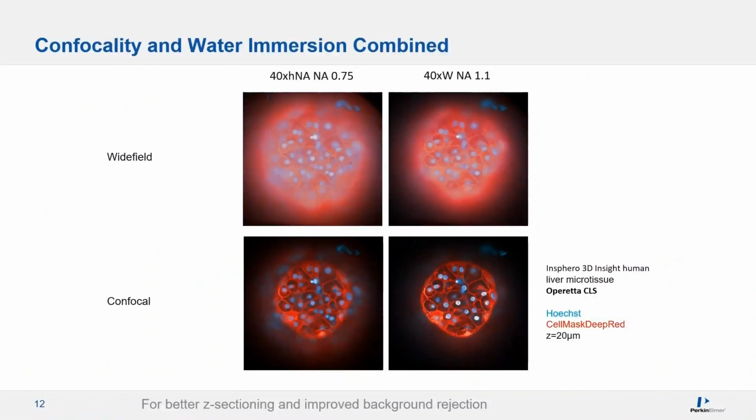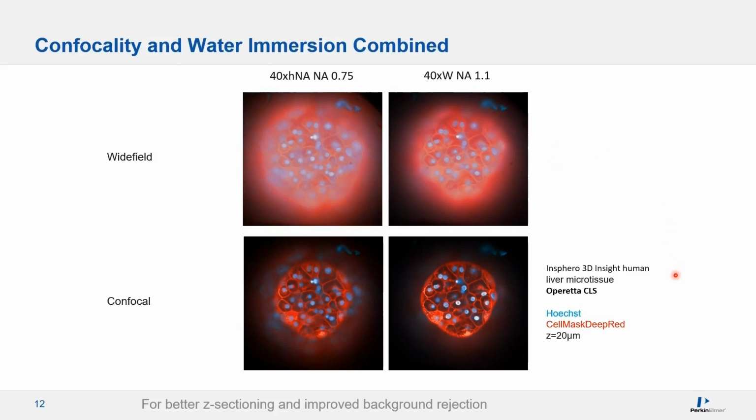Next, we would like to demonstrate the benefit of using confocal imaging together with the water immersion objective when we are handling complex samples such as a 3D microtissue. So shown here are some examples of images of the same liver microtissue stained with CellMask and Hoechst, and was acquired with either an air objective or water immersion objective in wide field imaging on the top panel. So clearly you can see that there's a lot of signal scattering across the samples resulting in a blurry image, and we could not visualize how this actual sample looks.